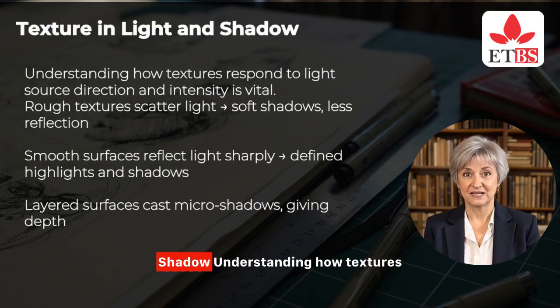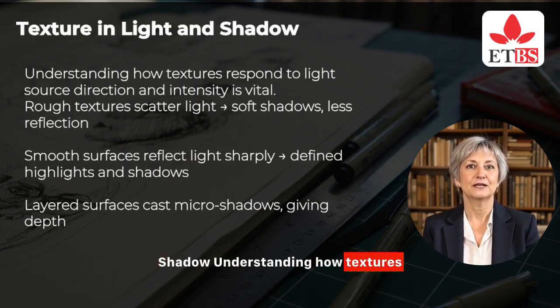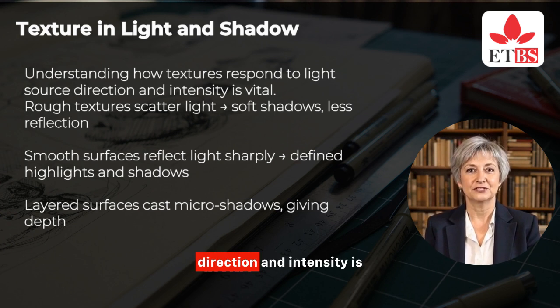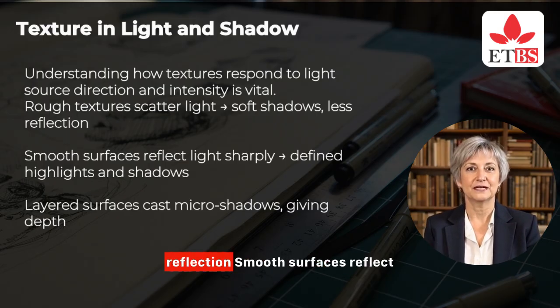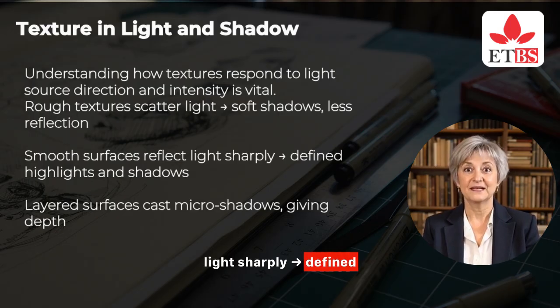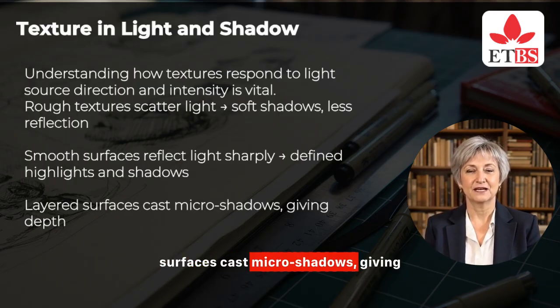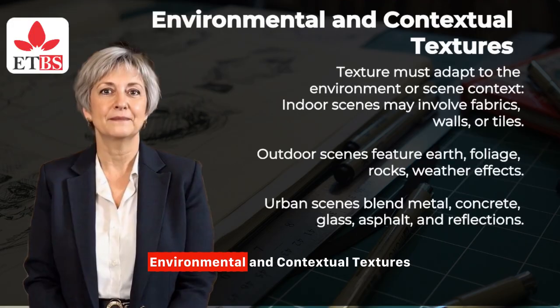Texture in light and shadow. Understanding how textures respond to light source direction and intensity is vital. Rough textures scatter light, with soft shadows and less reflection. Smooth surfaces reflect light sharply, with defined highlights and shadows. Layered surfaces cast micro shadows, giving depth.